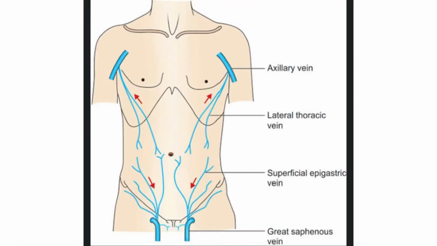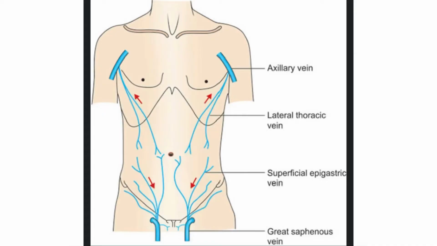So its venous drainage includes 3 superficial veins and 6 deep veins. So the 3 superficial veins include the lateral thoracic vein, which is seen superiorly and drains into the axillary vein. Then inferiorly, we have the superficial epigastric vein, which terminates at the great saphenous vein, and from the great saphenous vein, it terminates into the femoral vein.